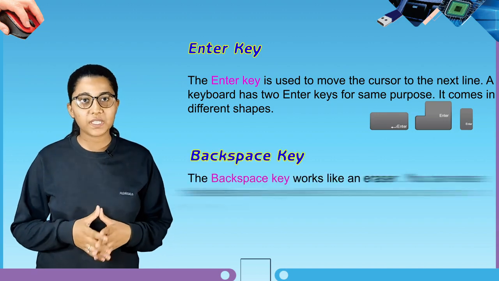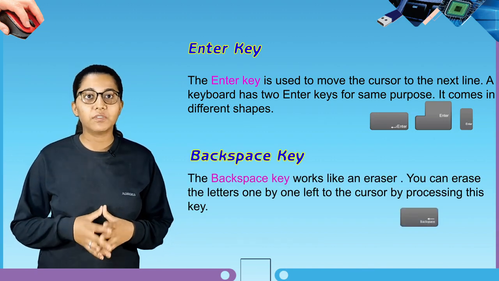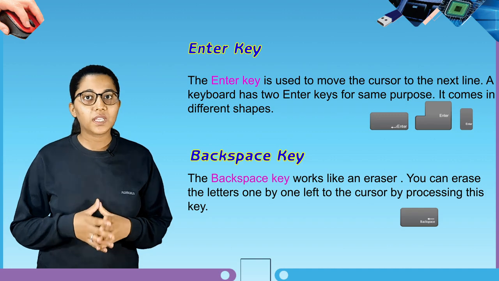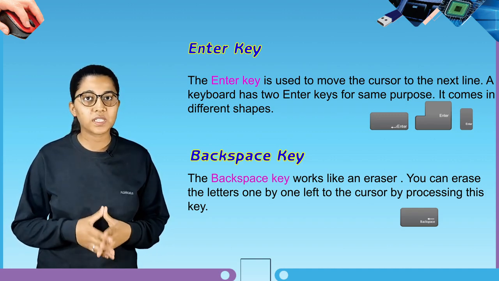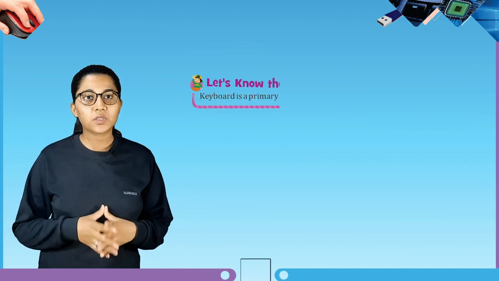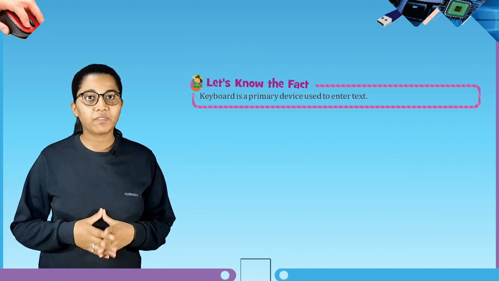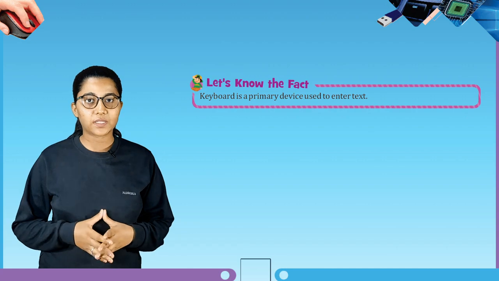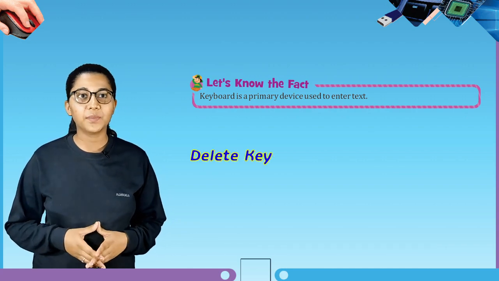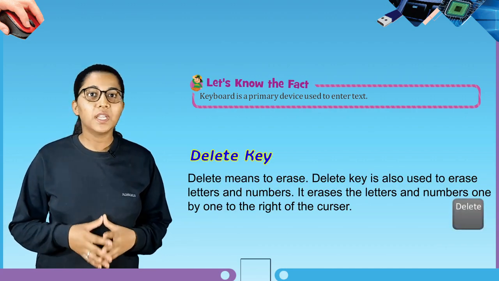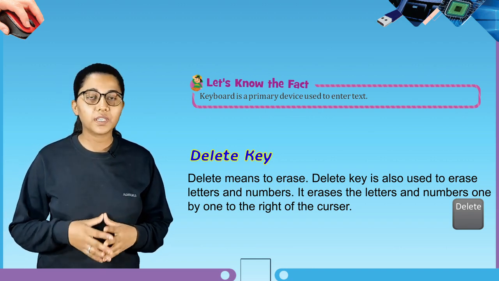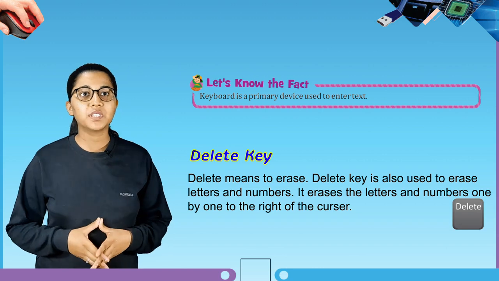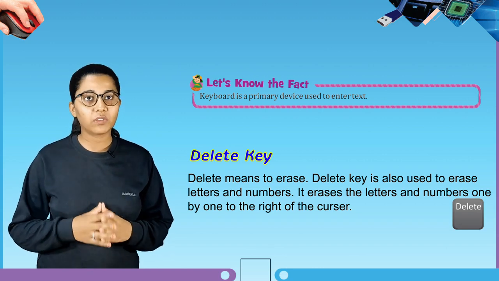Now we have the backspace key. The backspace key works like an eraser. You can erase the letters one by one to the left of the cursor by pressing this key. Let's know the fact: keyboard is a primary device used to enter text. Now we have the delete key. Delete means to erase. The delete key is also used to erase letters and numbers one by one to the right of the cursor.